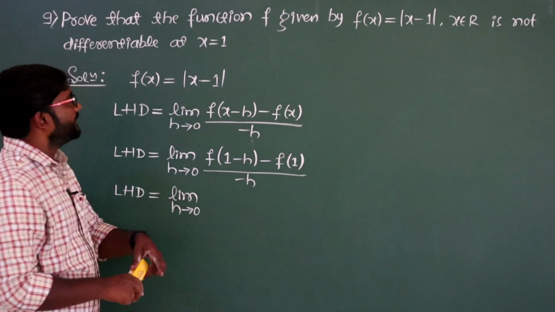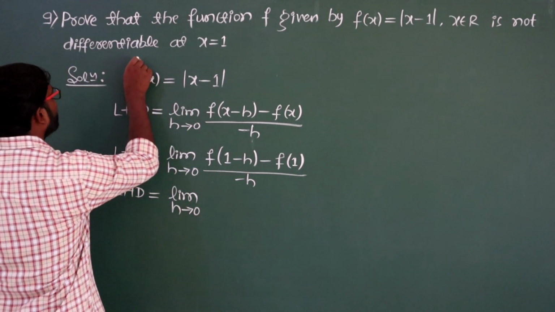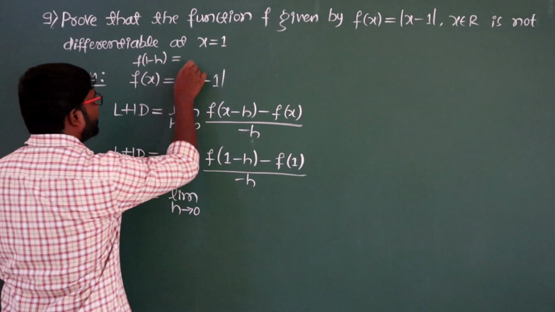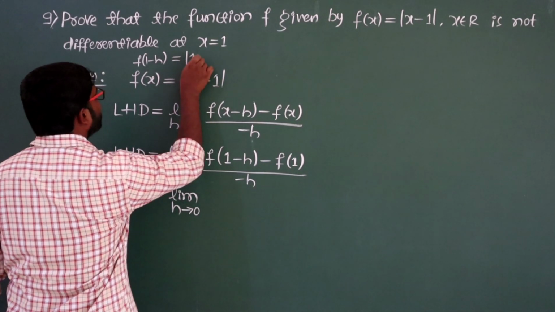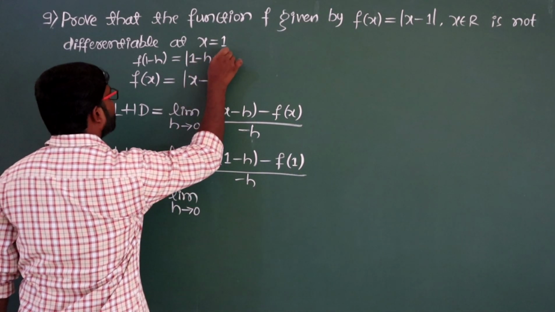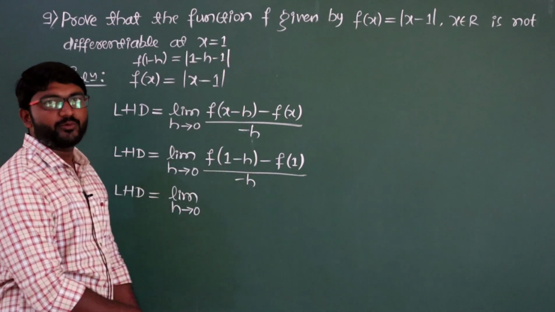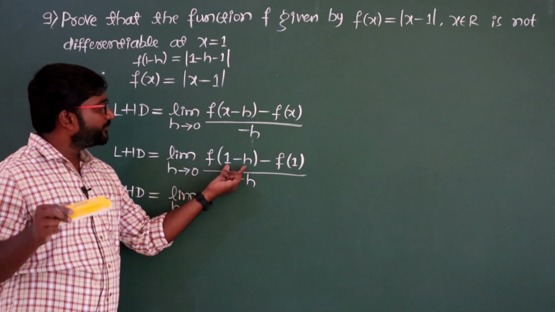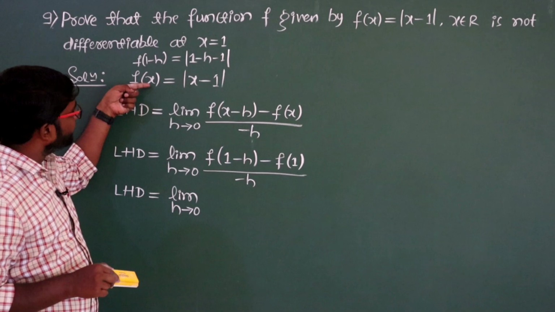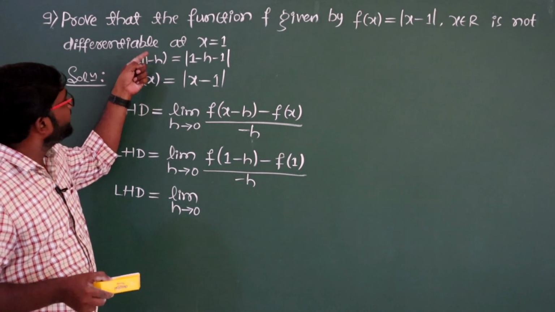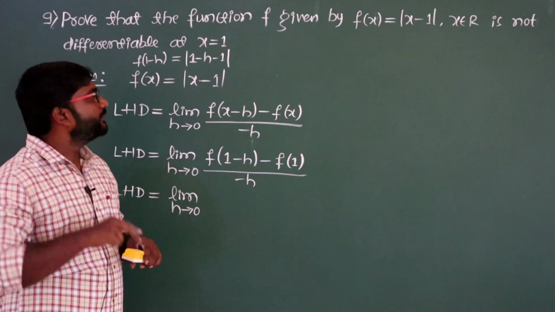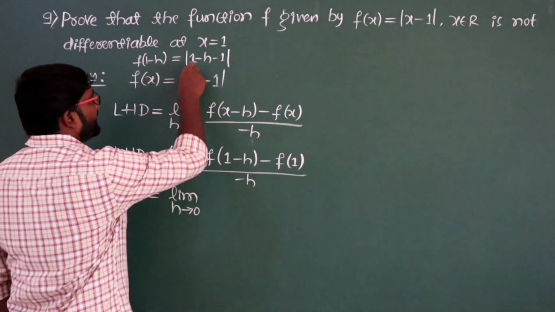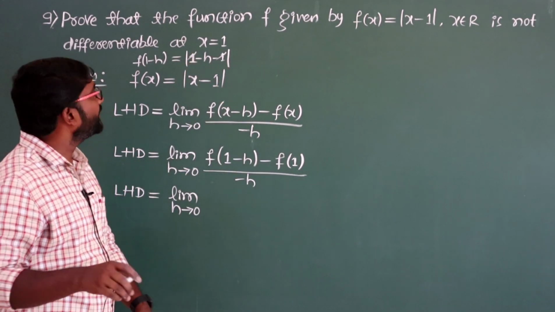What is f of x? f of x is nothing but mod x minus 1. Now we need f of 1 minus h. f of 1 minus h means in place of x we have 1 minus h. Look here: f of x is given as mod x minus 1, and we need the value of f of 1 minus h. Compare the two: in place of x we have 1 minus h, so in the right hand side also we write 1 minus h in place of x, and then the minus 1 as it is. So plus 1 minus 1 cancels, we get mod minus h.